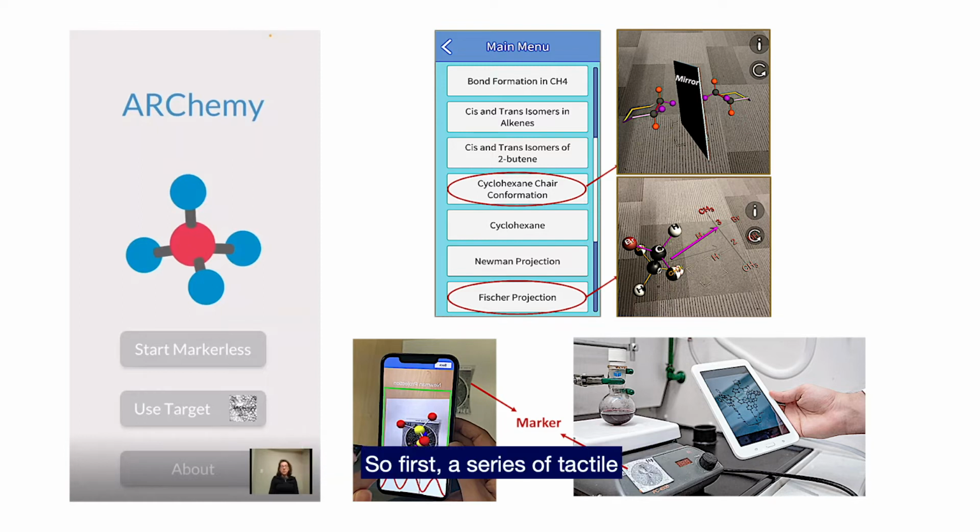So first, a series of tactile augmented reality markers, which are similar to QR codes and really can be any image, were created, and these can be read by the camera of a mobile device. And then our Archimede app recognizes the image and simulates the molecular structures in a screen-based 3D environment.